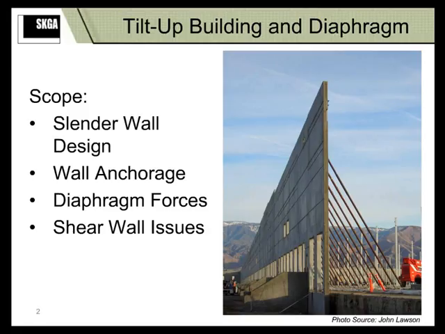So if we take a look at where we are with tilt-up construction and how I'm going to present this today, the different topics I'm going to bring up are the slender wall design, as it is in ACI, wall anchorage provisions, primarily that are in ASCE 7, diaphragm forces that need to be designed in the roof diaphragm that can come from ASCE 7, as well as how they're dealt with in the different material standards. And then the shear wall issues that you might see in these buildings from an ACI standpoint, whether it's a shear wall or a wall pier or a frame element. I'll give you a little bit of guidance there.